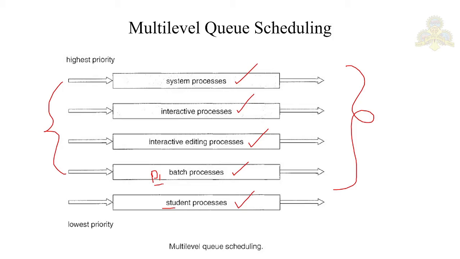Fine. And the condition is that these three queues present above the batch process queue are empty, and we are executing this process P1. Now suppose that whenever you are executing P1, there enters in the interactive process queue a process called A1.